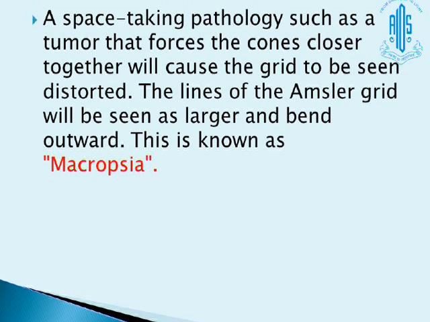A space-taking pathology such as tumor that forces the cones closer together will cause the grid to be seen distorted. The lines of Amsler grid will be seen as larger and bend outward. This is known as macropsia.